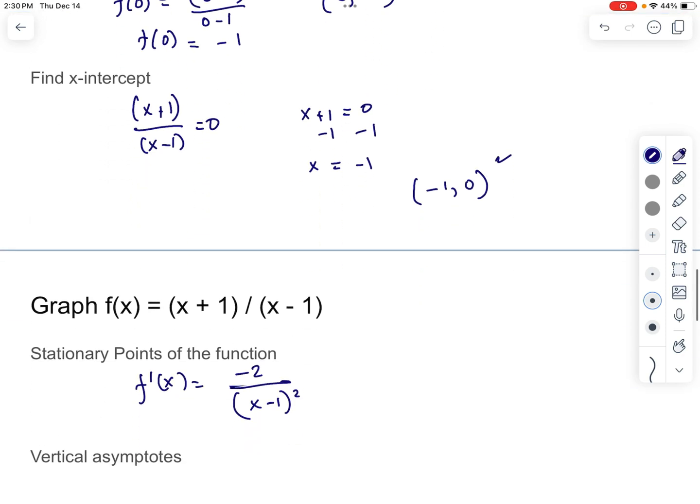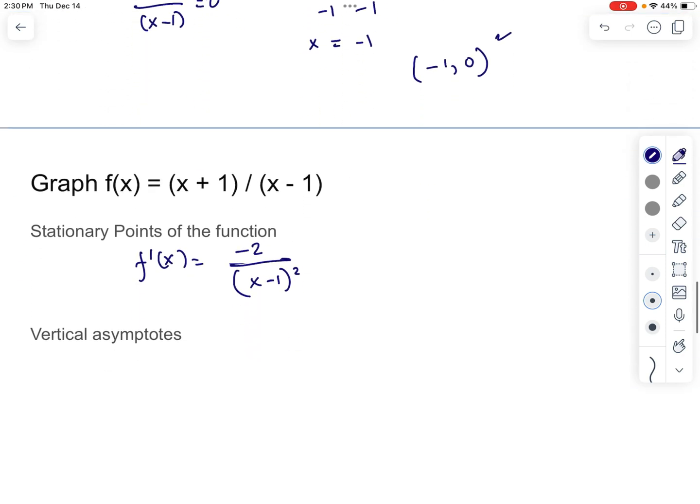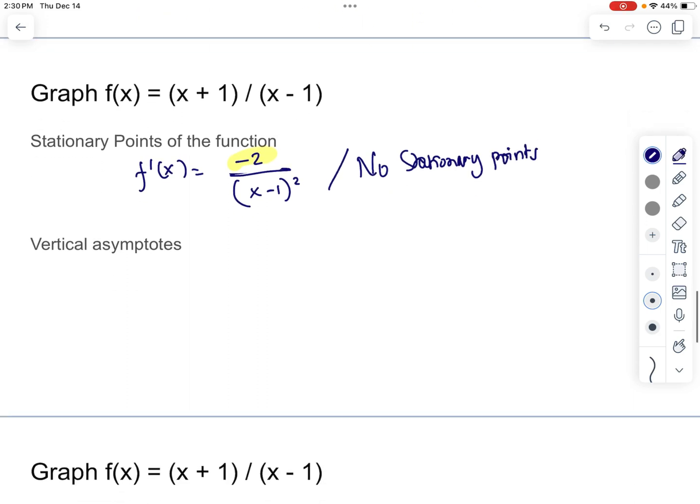So now that we have those two, we move to finding the stationary points of the function, or do we have any? Stationary points of a function happen when the gradient reaches 0. When you look at the derivative of your function f of x, you notice that the numerator is a constant negative 2. So this gradient will never reach 0. So there are no stationary points in this case.